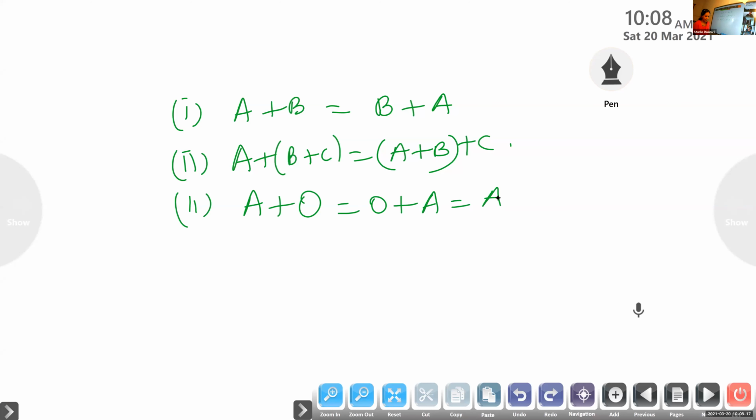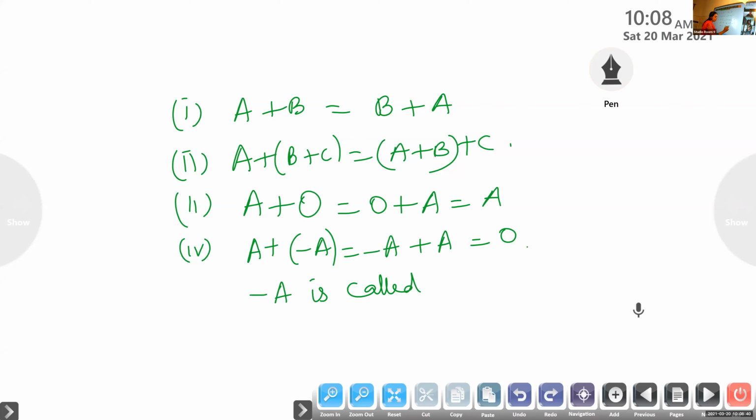And what about the negative of a matrix? Now only we learned. How will you find the negative of a matrix? We multiply it by minus, isn't it? So A plus minus A will be the same as minus A plus A, which is equal to 0. So minus A is called the additive inverse of matrix A. The negative of that matrix is called the additive inverse of the matrix A.